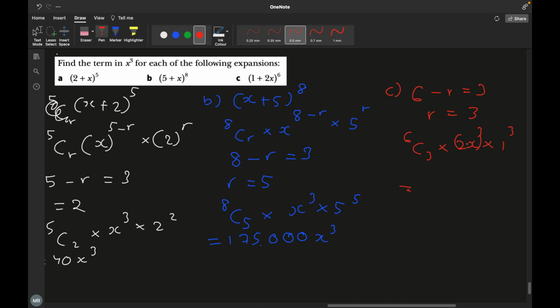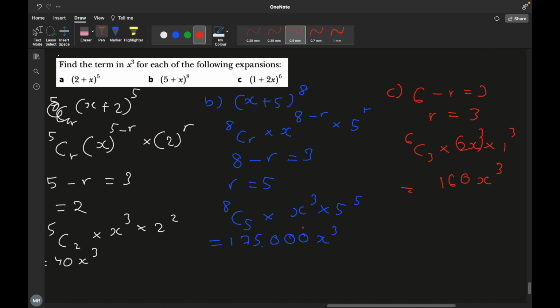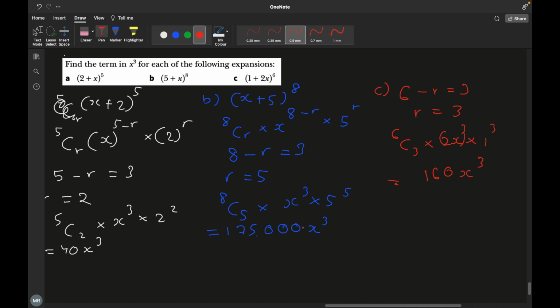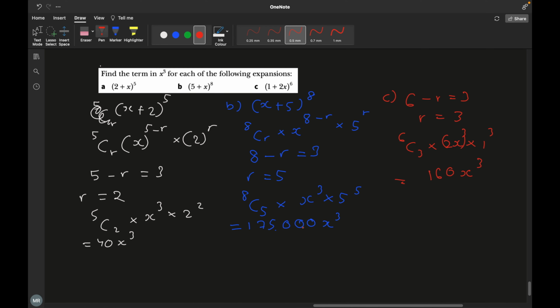This was to the whole. So it's going to be 160x cubed. And yeah, with that, we're done with this question. If you want, you can expand this from the first term to the third term, or you can do it this way. But if you want to check and verify and get some more practice, you can do that also.